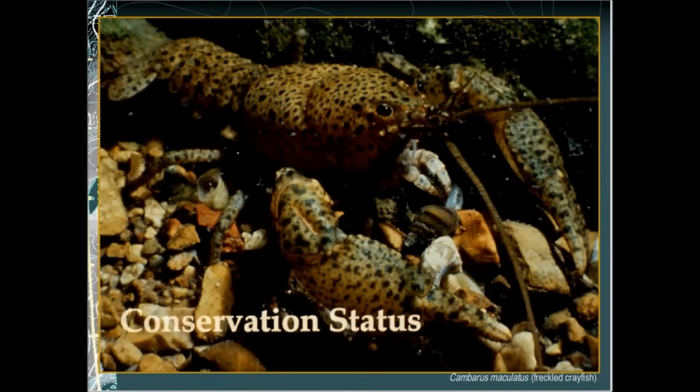All right. So how important are these animals, and what's their status? Why should we be concerned? By the way, this is the freckled crayfish, and it's one of my favorites. It's found only in the Meramec Basin in Missouri, nowhere else in the world. And they're just kind of cool. They're all spotted like that.